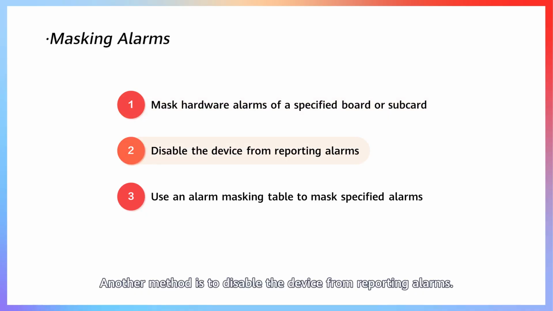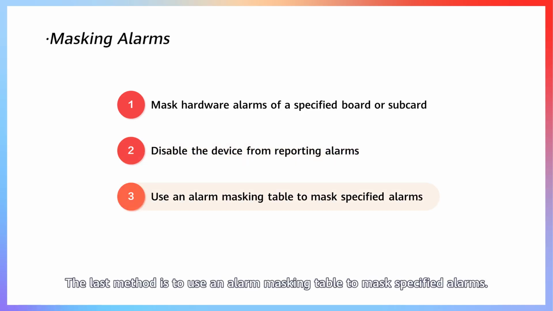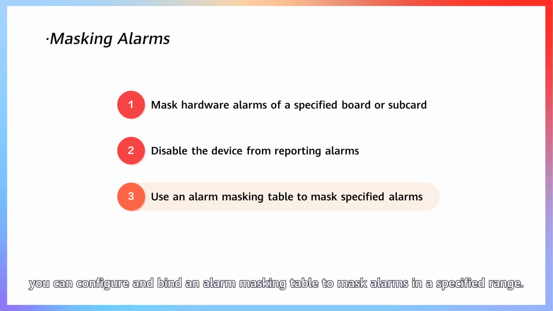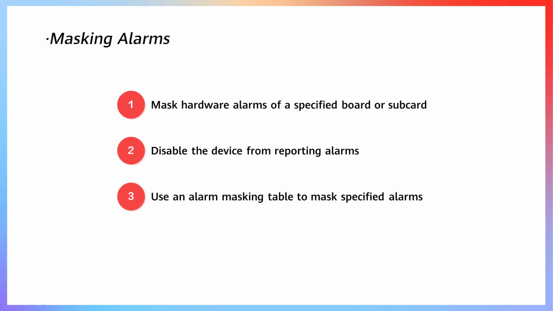Another method is to disable the device from reporting alarms. Use this method if you do not want the device to report any alarms while you are performing maintenance operations on it. The last method is to use an alarm masking table to mask specified alarms. If you are not interested in certain alarms, you can configure and bind an alarm masking table to mask alarms in a specified range. Now let's see how to use these methods.